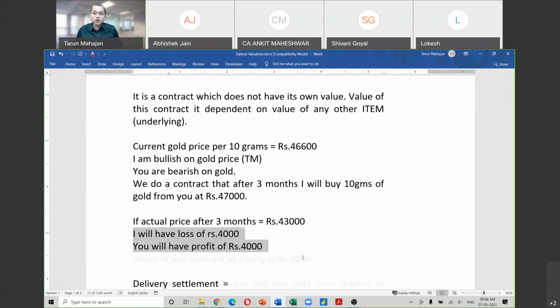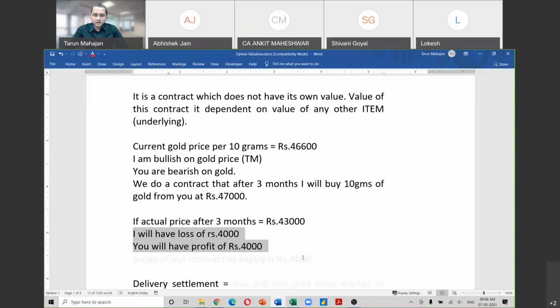Now that's the beauty of a derivative contract: I don't have money to buy the gold, you don't have gold to be delivered, and still we entered into a contract because the contract was to be executed after 3 months, and that's why we could enter into it. In fact, rather than doing the delivery settlement, any derivative contract may be settled in the market either by delivery or by cash.